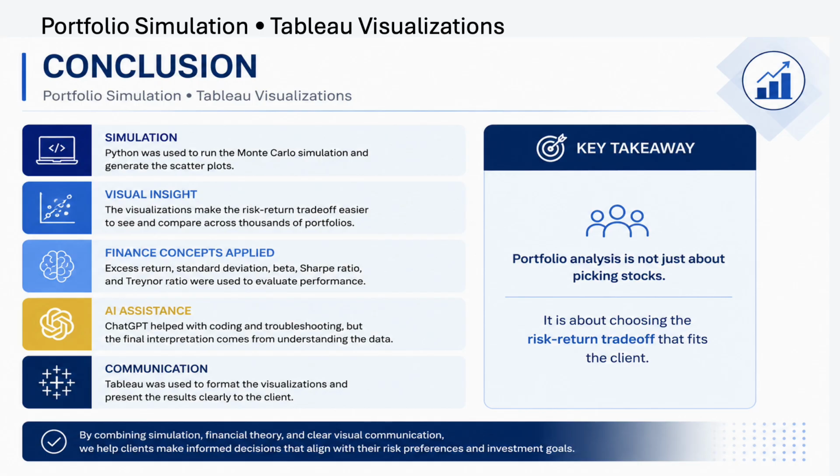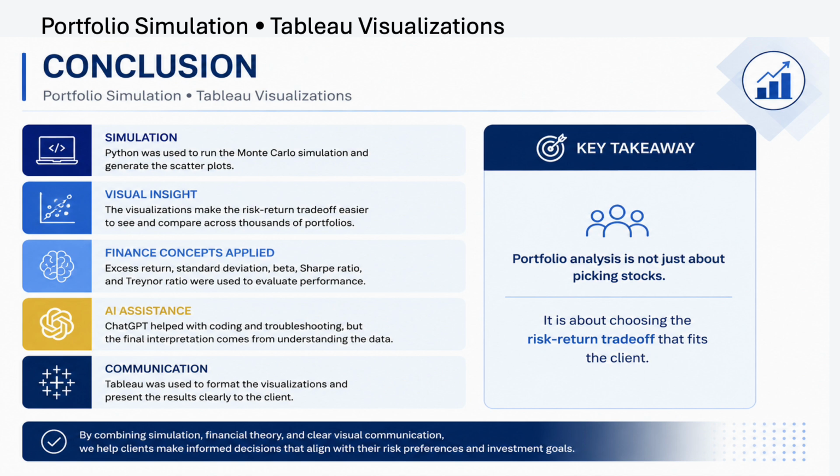To conclude, Portfolio Optimization Part 3 demonstrated how technology, statistical analysis, and financial theory can be combined to evaluate investment portfolios. Using Python, we simulated 10,000 portfolios and measured performance using expected excess return, standard deviation, beta, Sharpe ratio, and Treynor ratio. Our analysis showed that Portfolio 8986 delivered the strongest return relative to total risk, while Portfolio 5850 delivered the strongest return relative to market risk.